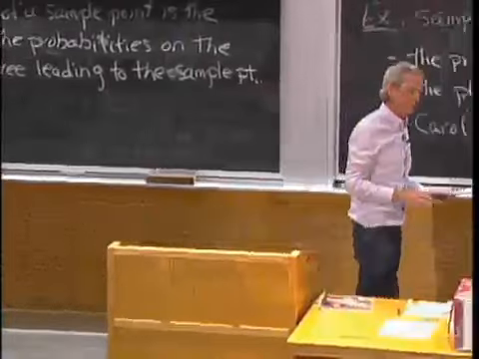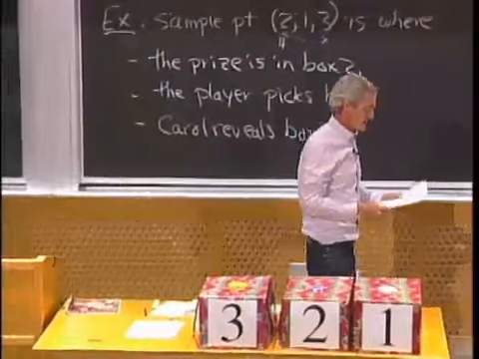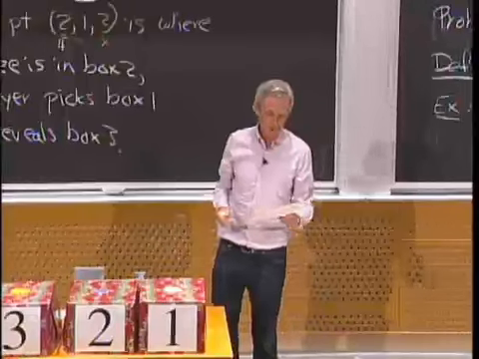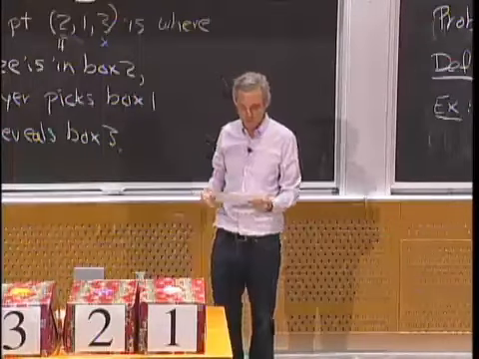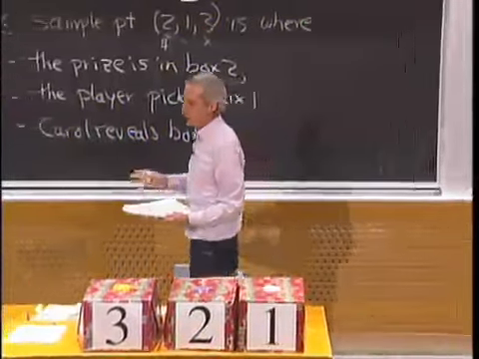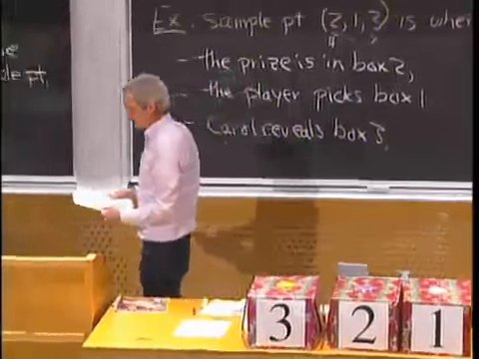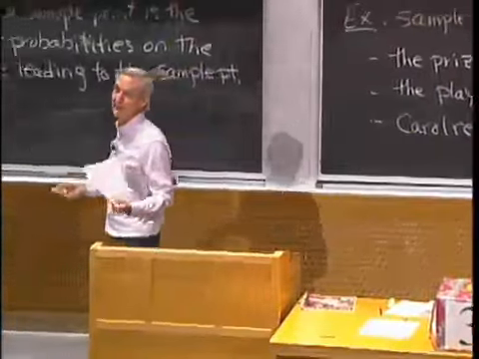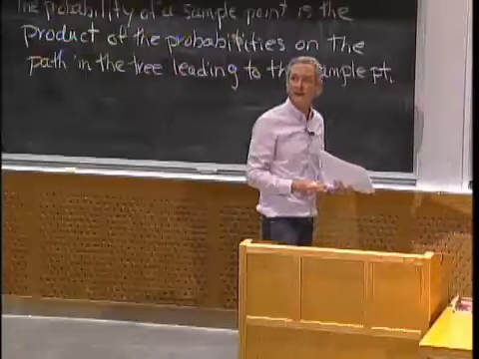All right, now this is a pretty simple example. So now I'm going to do one that's a little more interesting and a little more devious in a sense. So I need a volunteer. We're going to do a gambling game. So I need a volunteer.